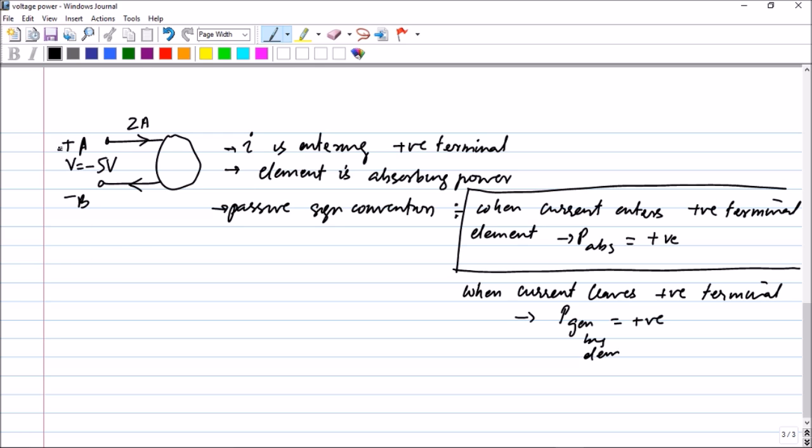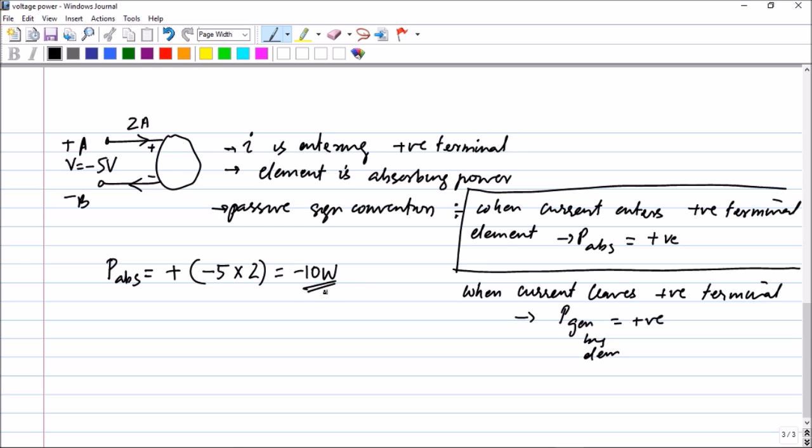Now in this case, let us use the sign conventions. You can clearly see that the current is entering the positive terminal of the element. So what does the sign convention tell? It tells us that the power absorbed by the element will be positive. So just put that positive sign outside. And what is the voltage given? It is given to be minus 5 volt. Because this plus minus is given in the question and they have given the value to be minus 5 volt, don't bother correcting them. So minus 5 volt into the current, which is given to be plus 2 amperes, you get minus 10 watts.